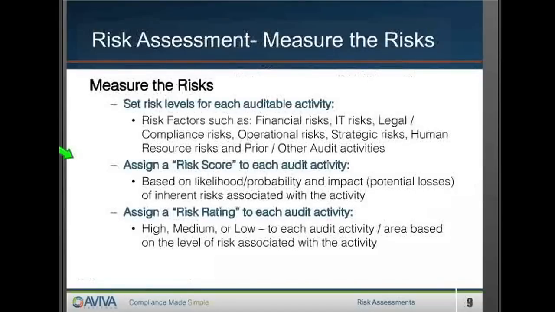So now we move on to the second planning step, which is how do we measure the risks? What we do is we set risk levels for each activity that we're about to audit. So we looked at the risk factors on the previous slide 8, where we grouped all these individual risks into higher broad risk categories. Then we would assign a risk score to each audit activity, and the risk score would be based on the likelihood or probability and the impact.